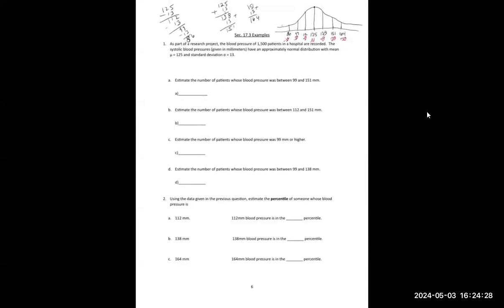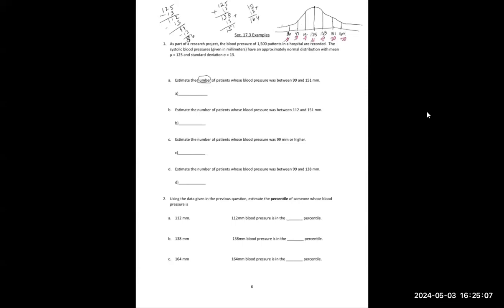Okay, so in the first question they want us to estimate the number of patients whose blood pressure is between 99 and 151. They want the number, not the percentage, the actual number. In problems from the previous section, we would find the percent of patients between 99 and 151. But now they want us to take one more step. Once we find the percent, we're going to take that percent of 1,500 to find the actual answer. So first of all, we need to find the percent of the population between 99 and 151.